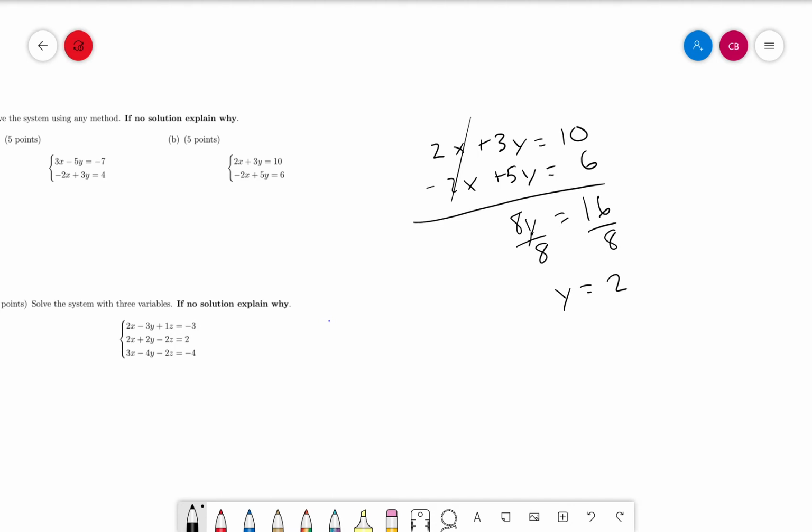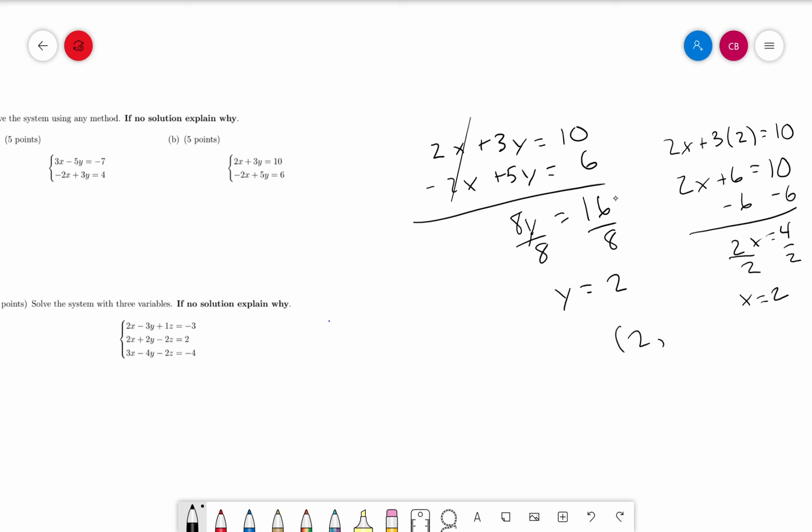So next we have 2x plus 3 times 2 is equal to 10. 2x plus 6 is equal to 10. 2x is 4, so x equals 2, so our solution is 2, 2.